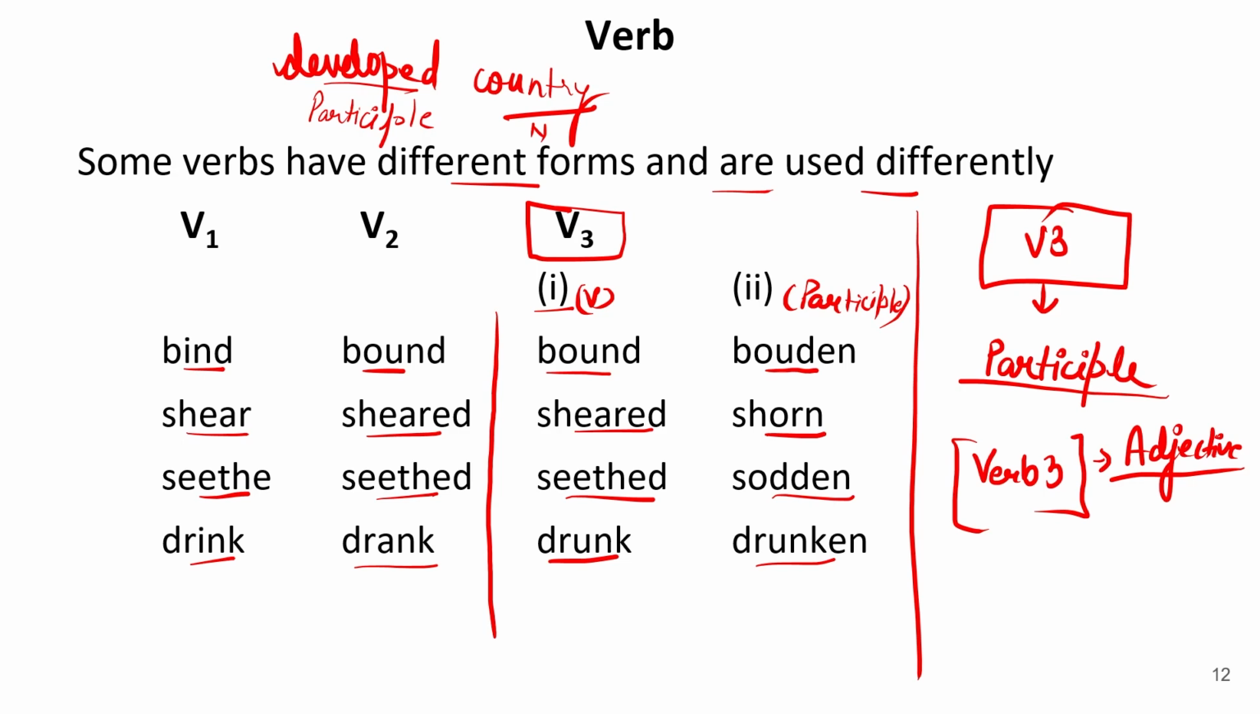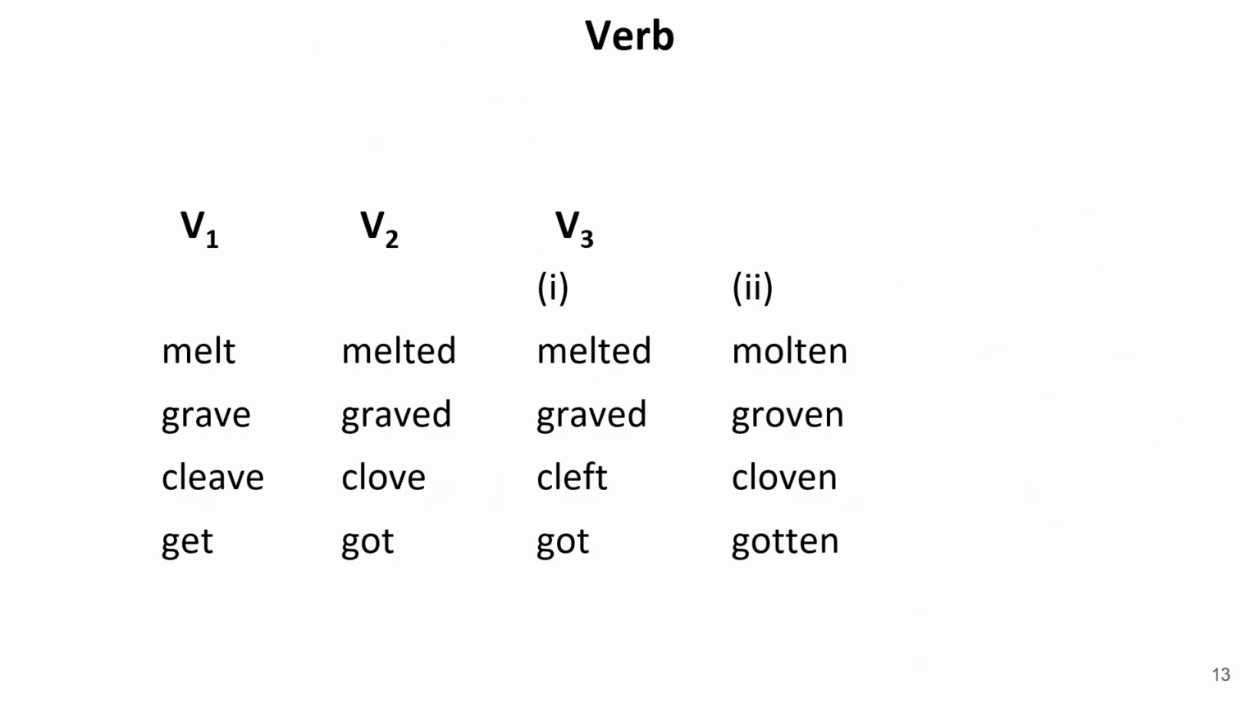Now let us see some more verbs. Again, we have the verb melt. The second form is melted, the third form is melted, and another third form is molten. So molten is a participle, whereas melted is a verb. Grave, graved, graved, graven. Graven is a participle, graved is a verb. Cleave, clove, cleft, cloven. Get, got, gotten.